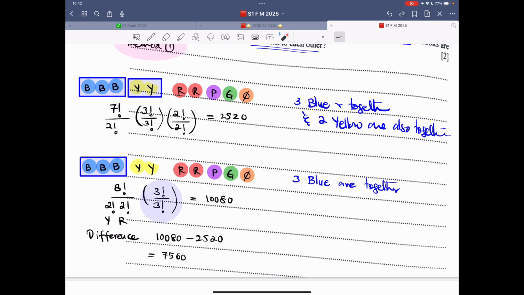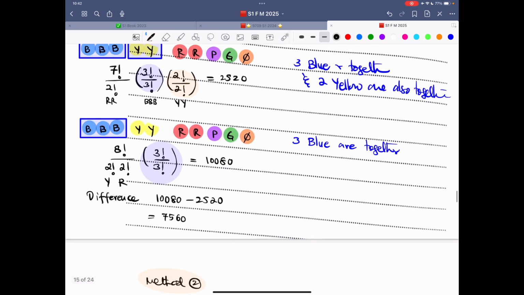Now, what is this one? This is 3 blues together, 2 yellows together. So we are doing something that the examiner has not asked for. This 3 factorial over 3 factorial is for the blues. This 2 factorial over 2 factorial is for the yellows. And what else is there? 1, 2, 3, 4, 5, 6, 7, that is 7 factorial divided by 2 factorial for the reds. That is how this thing is done.